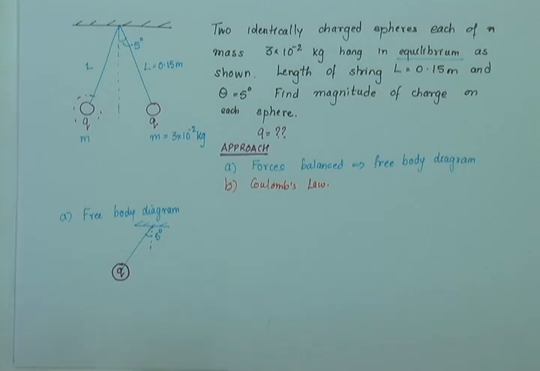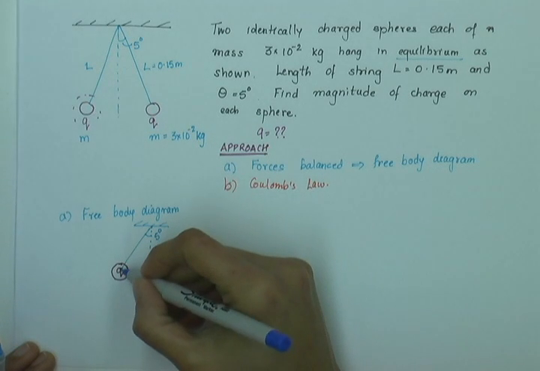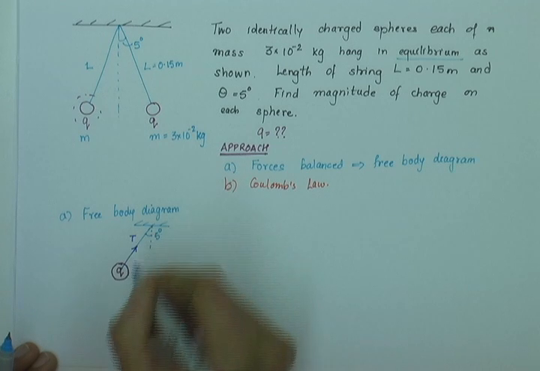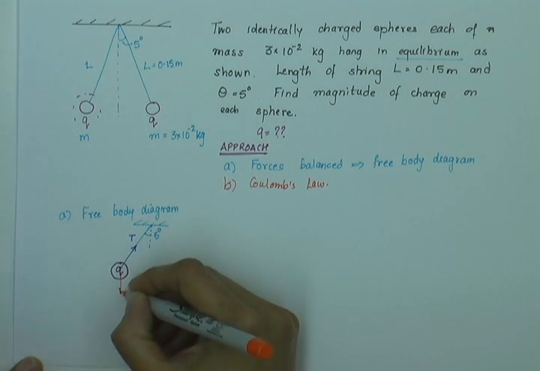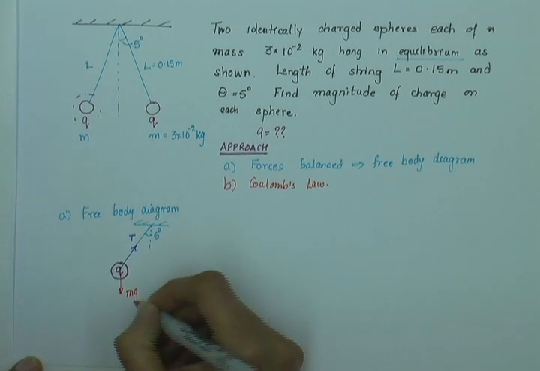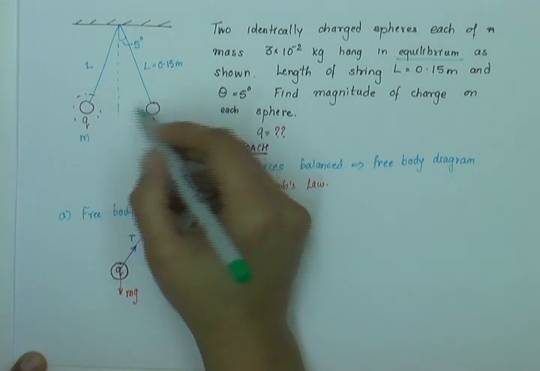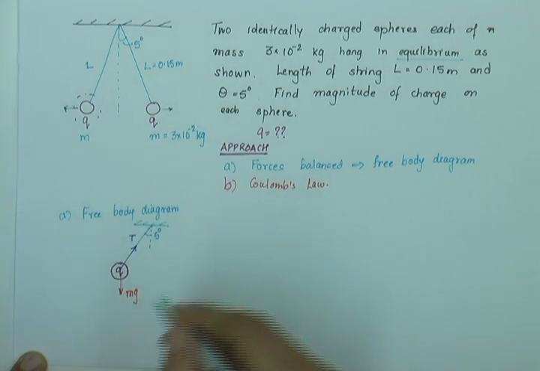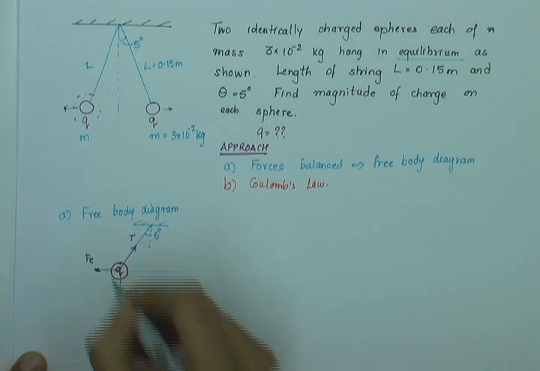So what are the forces that will act on this? First force is the tension in the string. The tension in the string will act upwards in this direction. Second force that acts is mg, downwards. And third force is Fe, that is the electric force. Now since both spheres have the same charge, Fe will be a repelling force that will push them outward, and so my Fe will act in this direction.